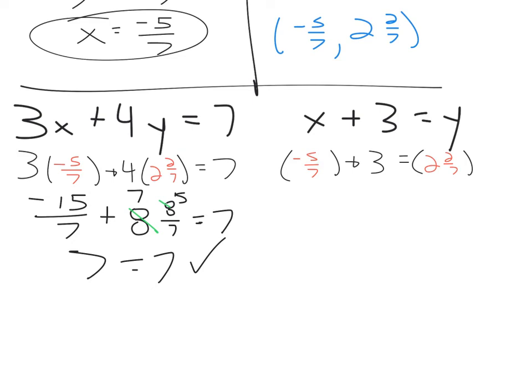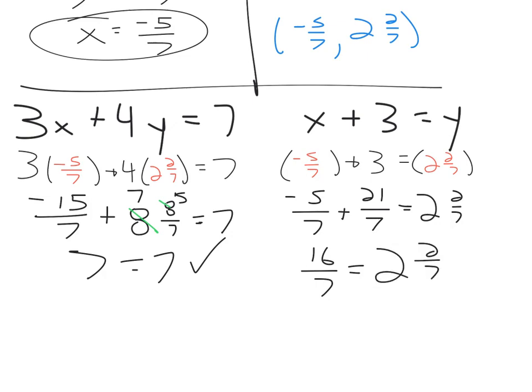And now over here, we've got negative 5/7 plus 3. And remember what we did here? We said, okay, 3 is equal to some number of sevenths. Well, 7 times 3 is 21, so we need 21/7 to equal 3. And this is 2 and 2/7. And now when we subtract, we get 16/7 equals 2 and 2/7.